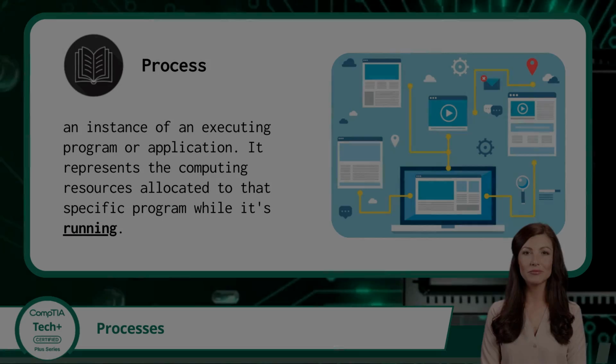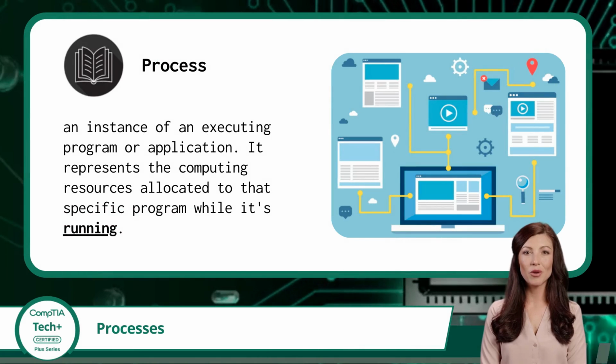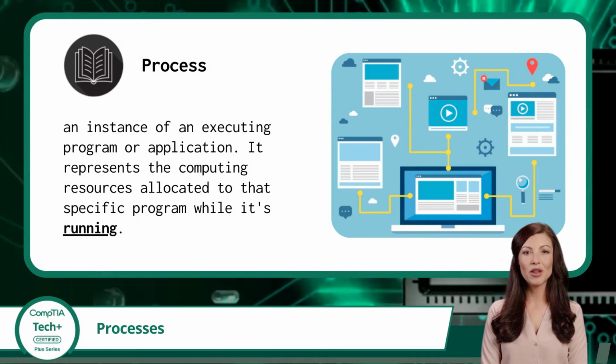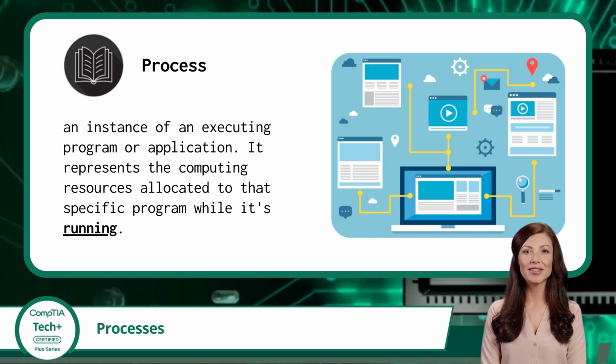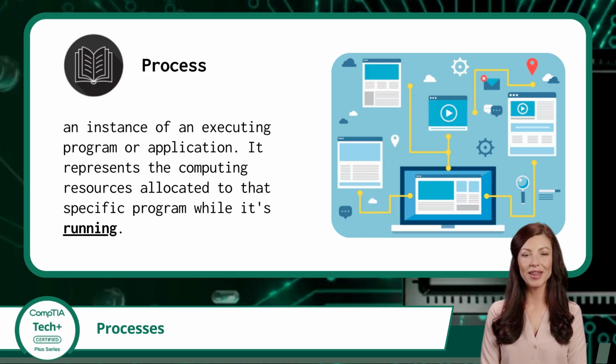Processes. In the context of a computer program, a process refers to an instance of an executing program or application. It represents the computing resources, such as memory, CPU, files, etc., allocated to that specific program while it's running. Each process operates independently and follows its sequence of instructions, enabling the computer to execute multiple programs simultaneously, a capability known as multitasking. The operating system manages these processes, ensuring that they don't interfere with each other and that the system resources are allocated efficiently to provide smooth and responsive computing experiences to the user.